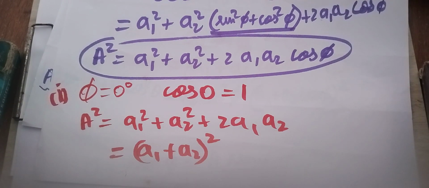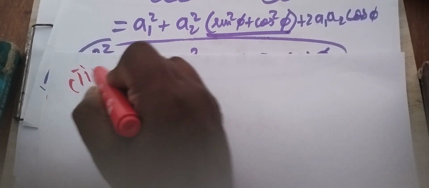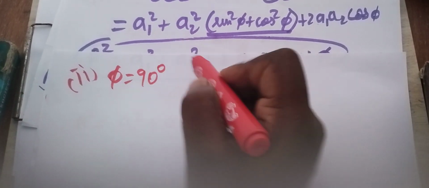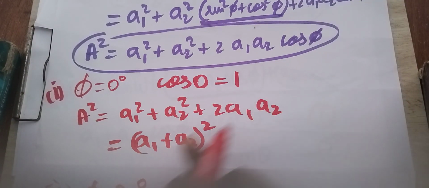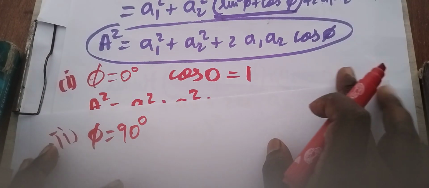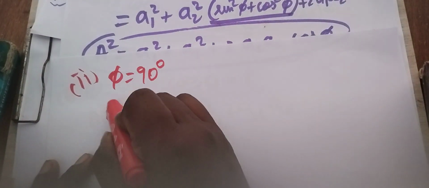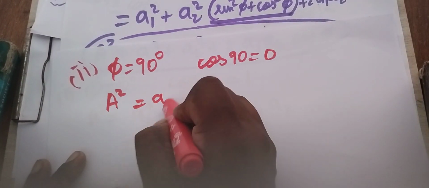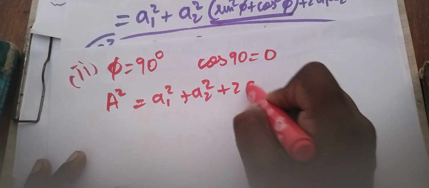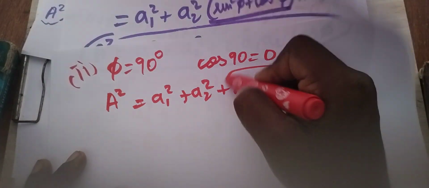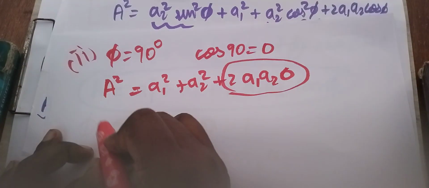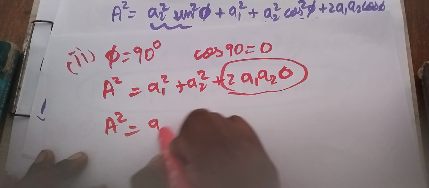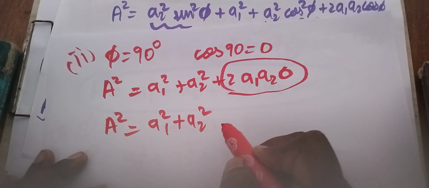Now I will go with case 2. For case 2, phi we take as 90 degree. Already I told you, 0 degree phase difference will give constructive, the maximum interference. Now 90 degree phase difference: cos 90 will have 0. A square is equal to A1 square plus A2 square plus 2 times A1 A2 cos 90, which will be 0. 0 into anything will give us a 0 value only. So the resultant I will get as A1 square plus A2 square. This is for 90 degree.